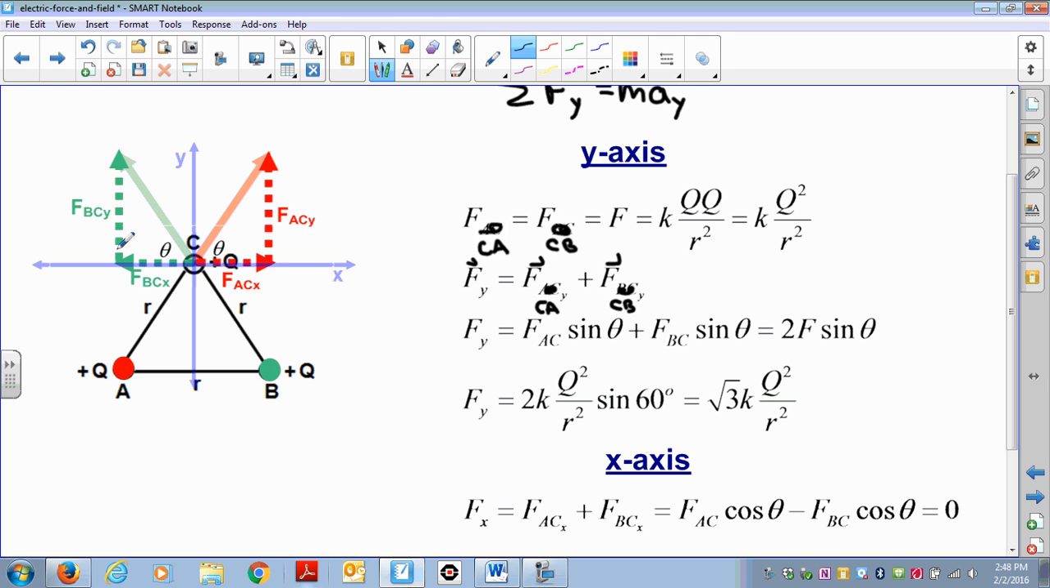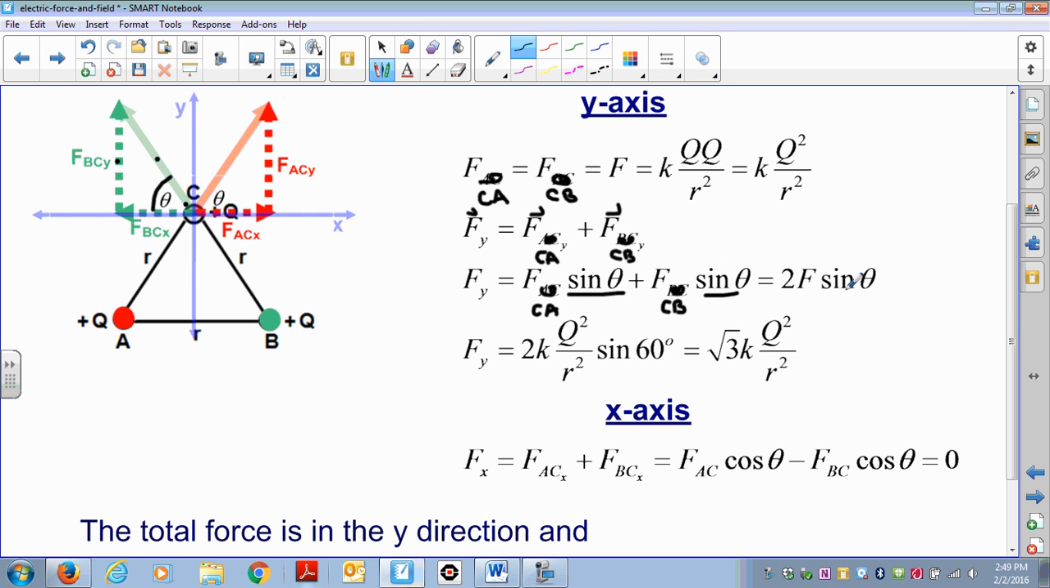If we look at the y component right here, we end up with opposite over hypotenuse. That's going to be sine theta. So in order to find the y component of the force on C by A and the force on C by B, we're going to have to multiply this force by the sine of theta to get the y component. That ends up giving us 2F sine theta, where this F is the force on C by A, which is also equal to the force on C by B. Remember that they are equal because they have the same charge.